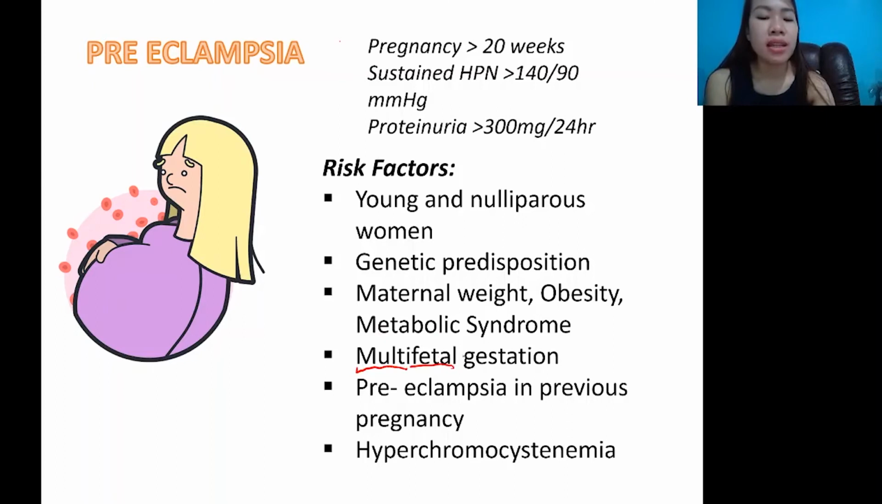So, pwedeng twins, triplets, quadruplets, or so on. So, habang nagbuntis yung mother, twins ang anak niya, at risk din siya of having preeclampsia. Next, what if in the previous pregnancy nagkaroon ka ng preeclampsia? Does it mean na may chance din na meron ka ding preeclampsia in the next pregnancies? Yes. And then, meron siyang condition called hyperhomocysteinemia sa dugo. These are the risk factors for preeclampsia.